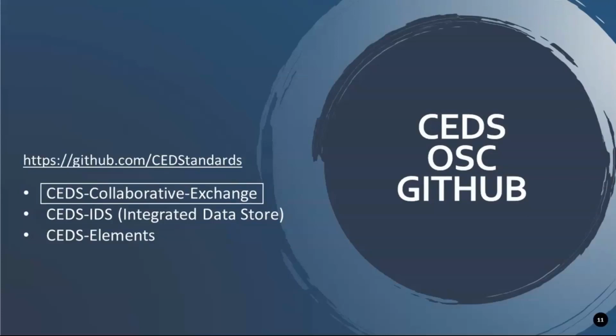The first one is the CEDS Collaborative Exchange, and that is for community use for providing code. Nothing is in there yet, as we've just started kicking everything off, but that would be used for providing code. The 2 we're going to look at are the main development repositories.